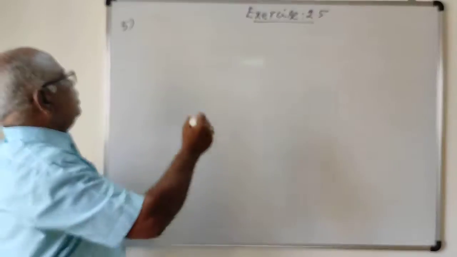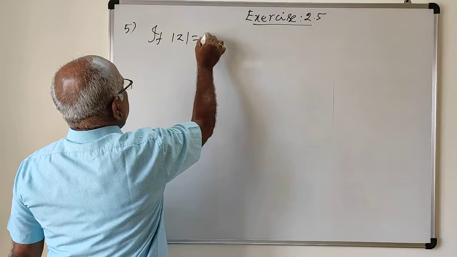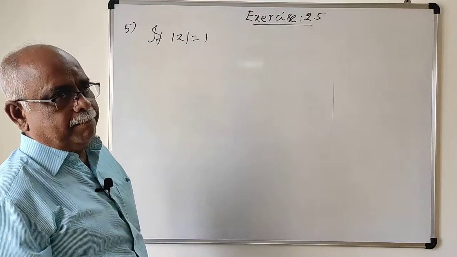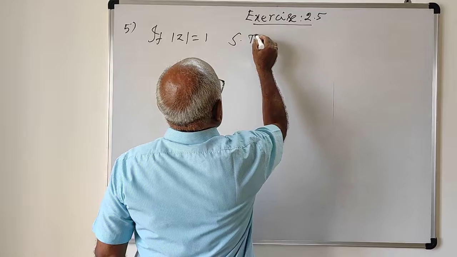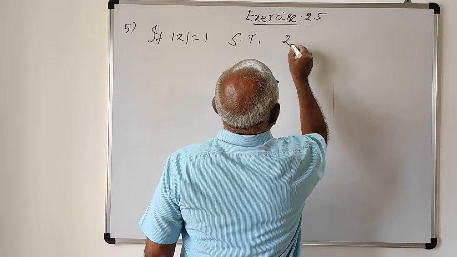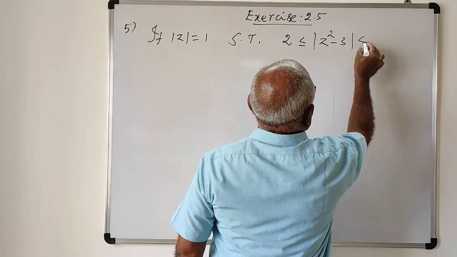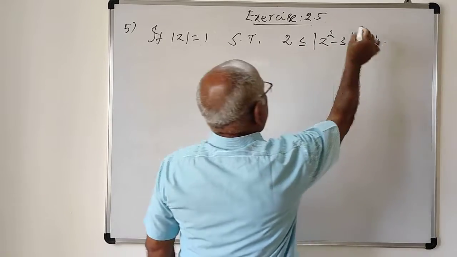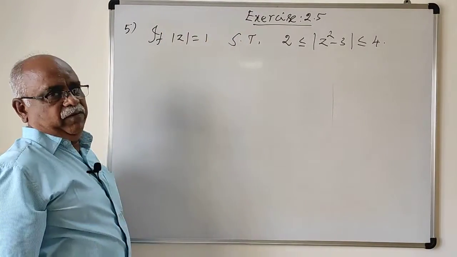In this problem, the modulus of z is given. Mod of z is 1. And they ask you to show that 2 is less than or equal to mod z square minus 3, which is again less than or equal to 4. We have to prove this inequality if the modulus of z is 1.